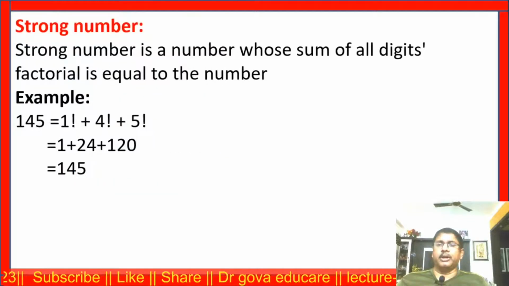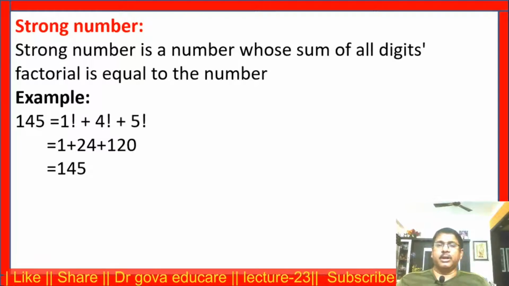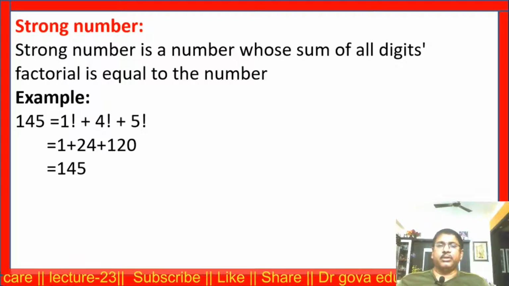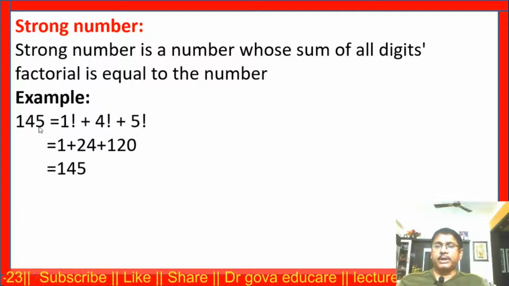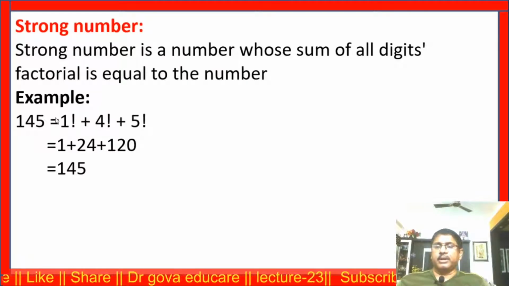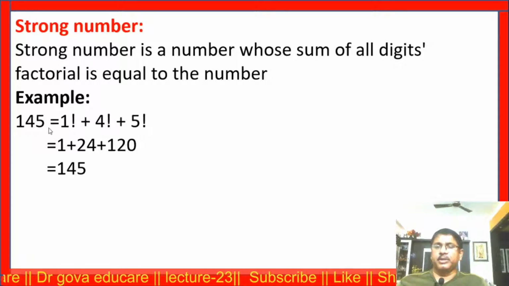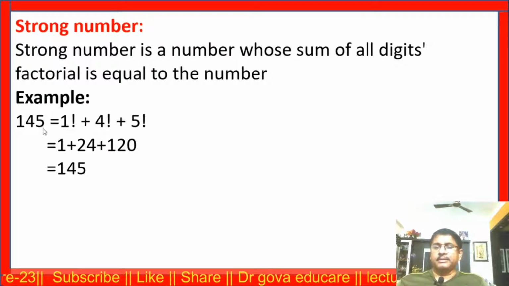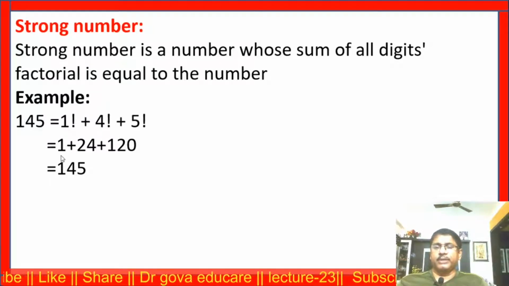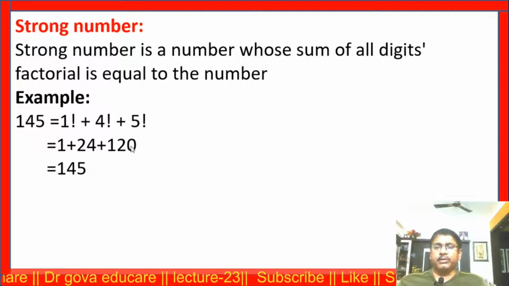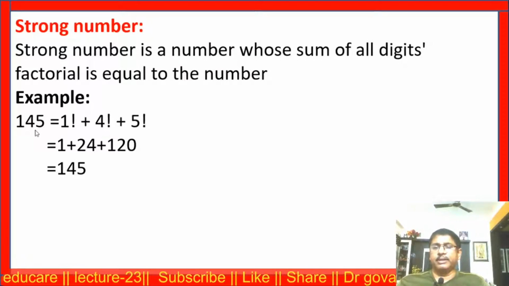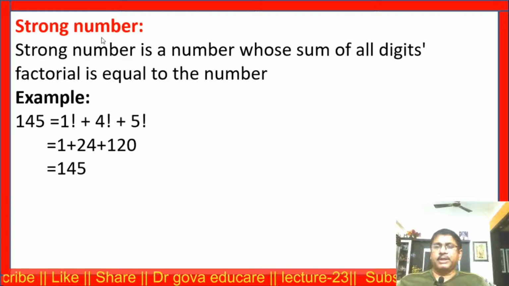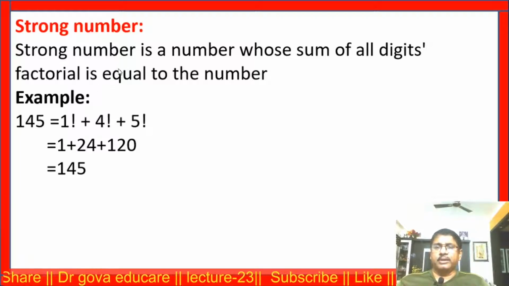Now the strong number. The definition is, a strong number is a number whose sum of all digits factorial is equal to the number. Say for example, is 145 a strong number or not? I want to check whether 145 is a strong number or not. First 1 factorial, next digit 4 factorial, plus the next digit 5 factorial. That is 1 factorial is 1, 4 factorial is 24, 5 factorial is equal to 120. Add these, 145. That is, the given number is the sum of these numbers. We say that 145 is a strong number. Now I am going to write the program for this.